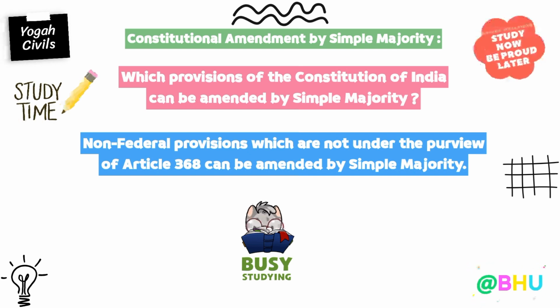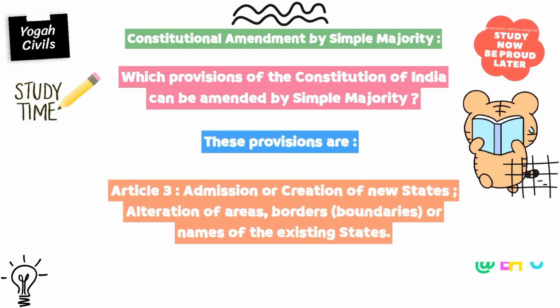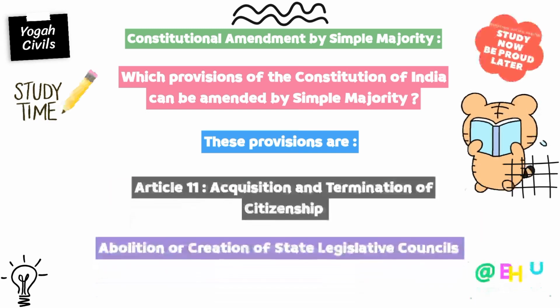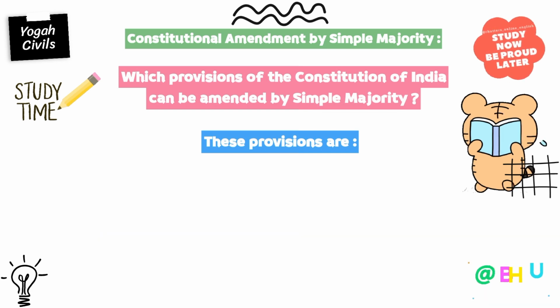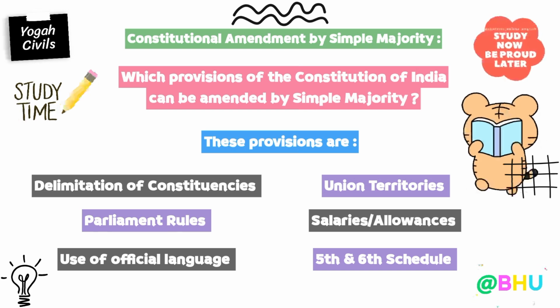Non-federal provisions, which are not under the purview of Article 368, can be amended by simple majority. These provisions are Article 3, admission or creation of new states, alteration of areas, borders, boundaries, or names of existing states. Article 11, acquisition and termination of citizenship, abolition or creation of state legislative councils, delimitation of constituencies, union territories, parliament rules, salaries, allowances, use of official language, 5th and 6th schedule, etc.